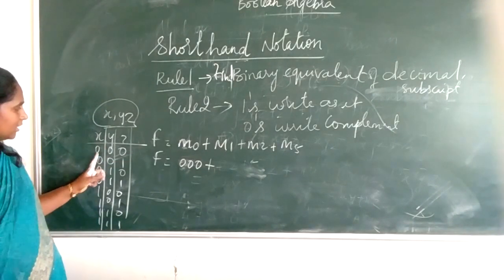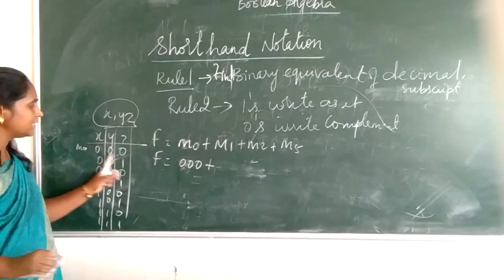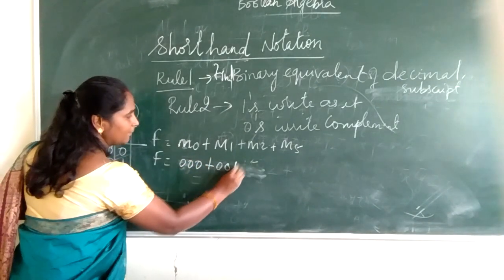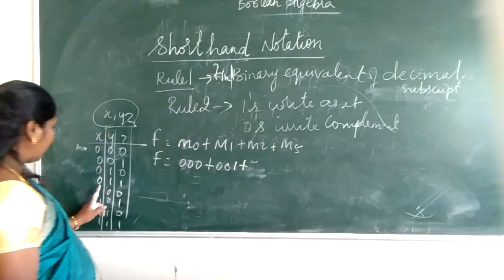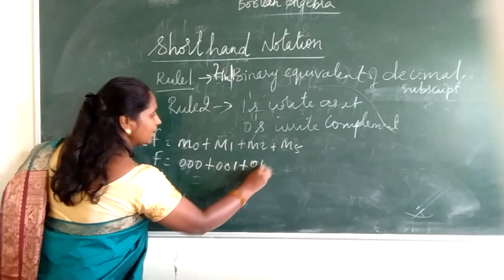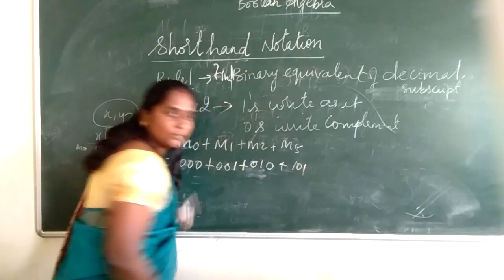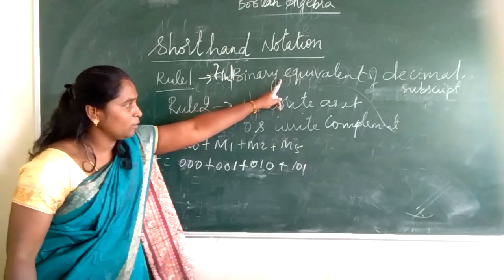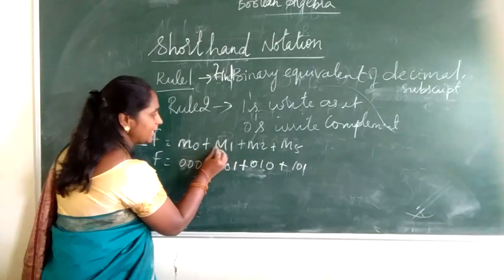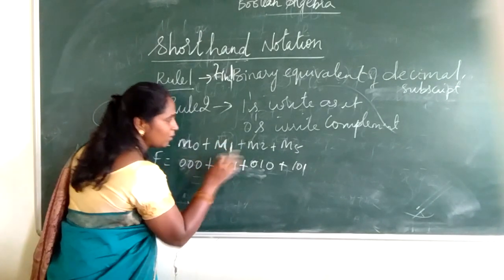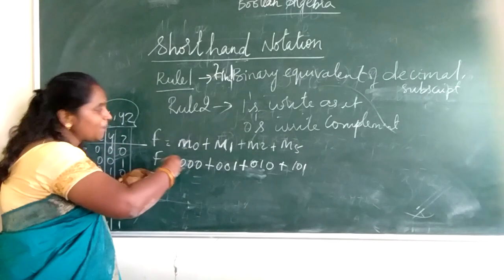For 0, what is it? This is m0. What is it? 0 0 0. Write it as it is. m1 is 0 0 1. They have given m2. What is my m2 here? 0 1 0. Next, they have given m5. So 1 0 1. This is my binary equivalent. Find the binary equivalent of the decimal subscript. This is my decimal subscript. Okay, subscript. This is m1. Now you write it in the form of an expression.